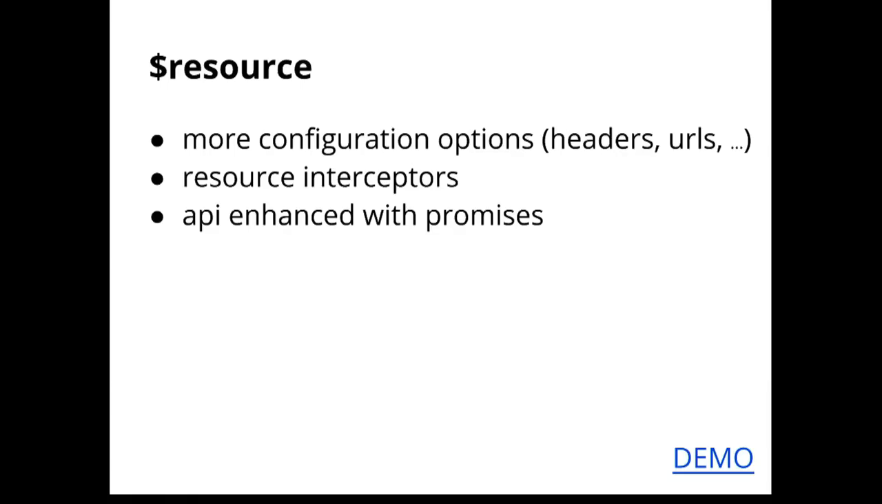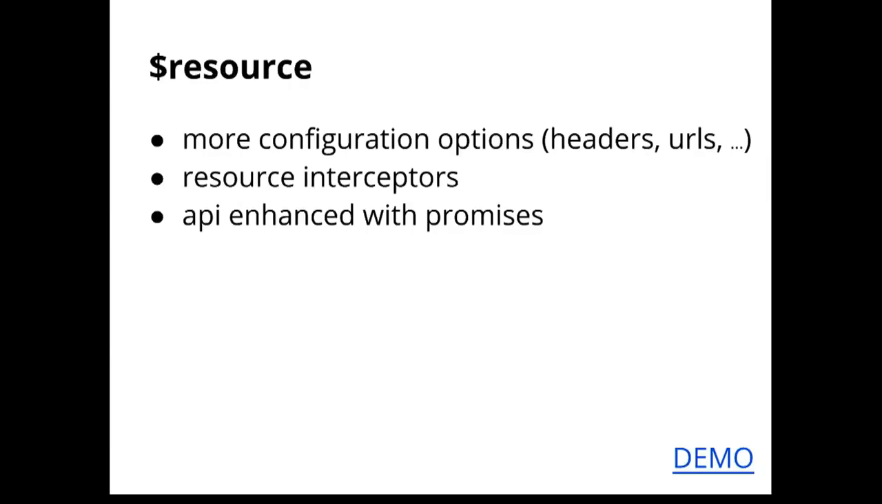What we added was more configuration options, configuring all of the low-level HTTP stuff like headers and reconfiguring URLs. We also added support for resource interceptors, so you can create a resource-specific interceptor which allows you to abstract more of the underlying HTTP stuff from your application and just keep it in the resource definition. And most importantly, we enhanced the APIs with promises. This is something that people asked for for a long time.